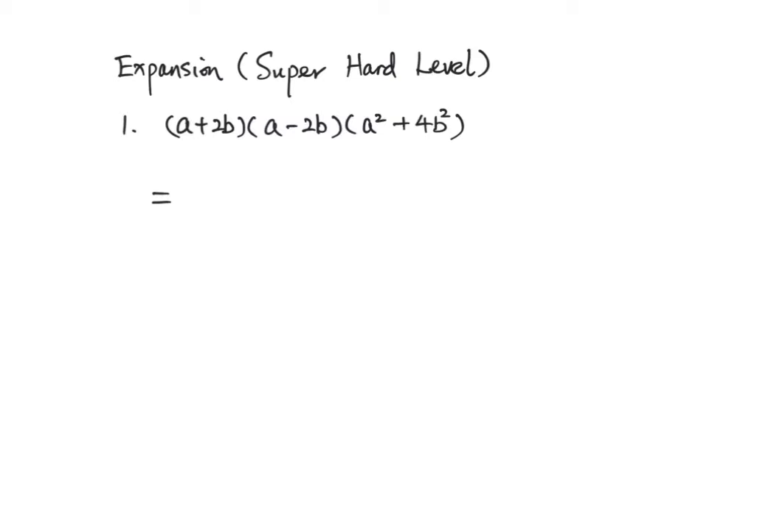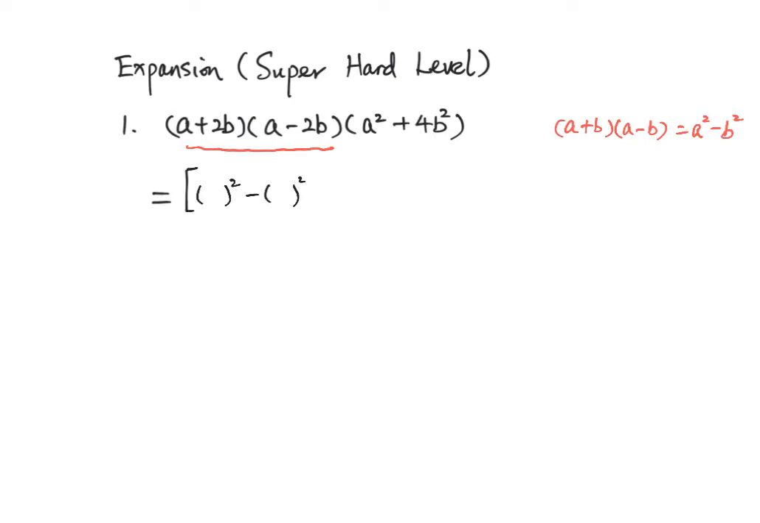4b squared. So the first 2 brackets actually is in the same form as a plus b times a minus b. So a plus b times a minus b. We know that this is difference of 2 squares, which is equal to a squared minus b squared. So we can apply this identity to get the answer for the first 2 brackets, a squared minus b squared. So this is the product for the first 2 brackets.